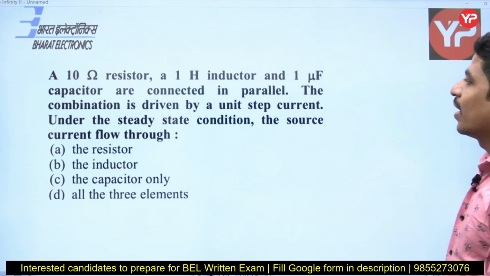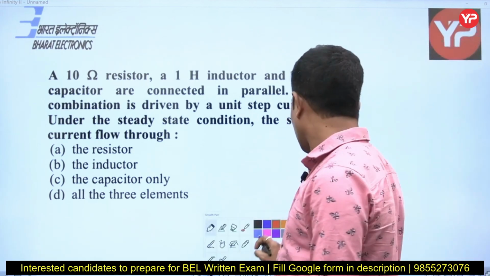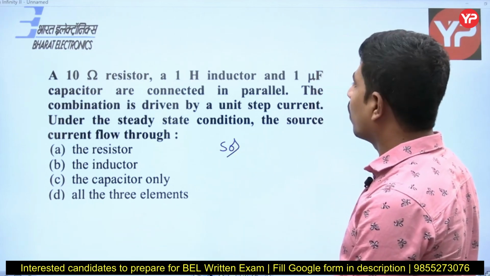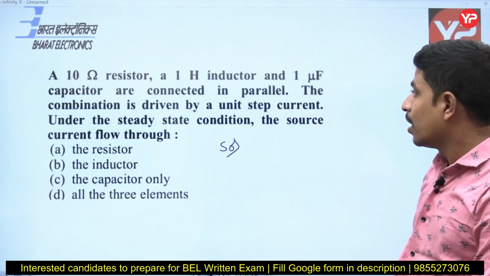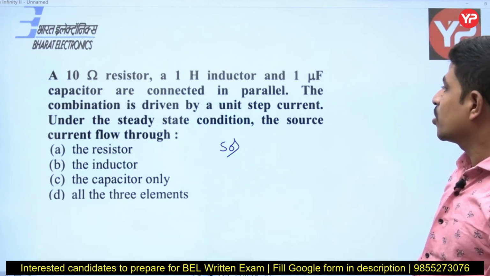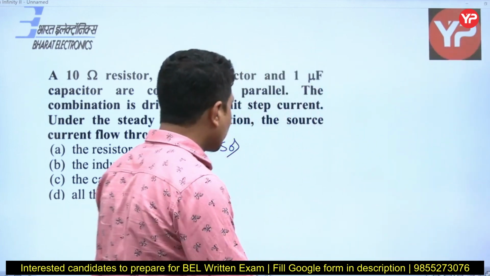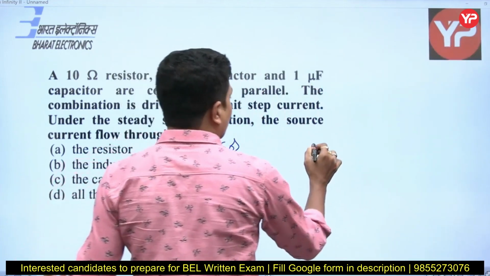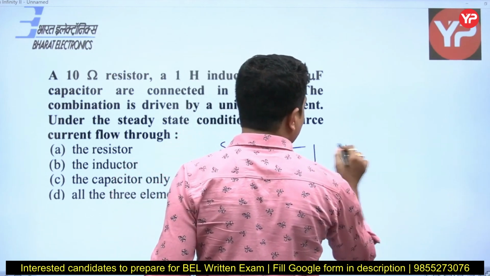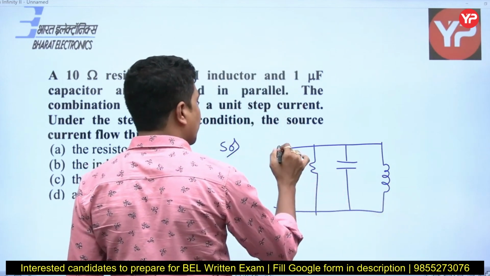Next question. A 10 ohm resistor, a 1 Henry inductor and a 1 microfarad capacitor are connected in parallel. The combination is driven by a unit step current. Under a steady state condition, the source current flows through only resistance. Sorry, I made a mistake: there is a resistance, a capacitance, and an inductor. Previous was wrong.